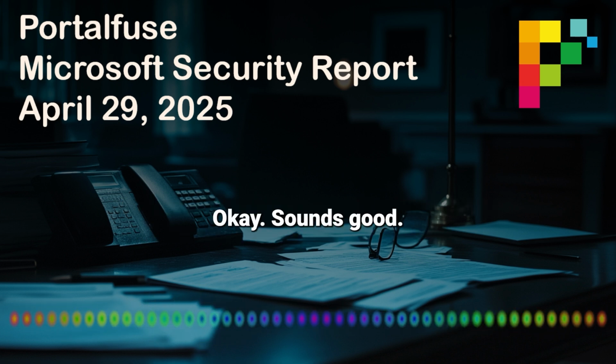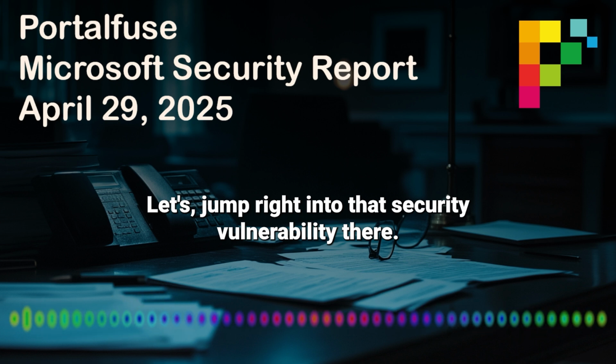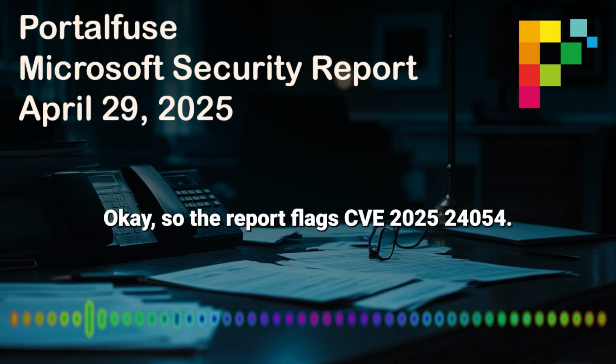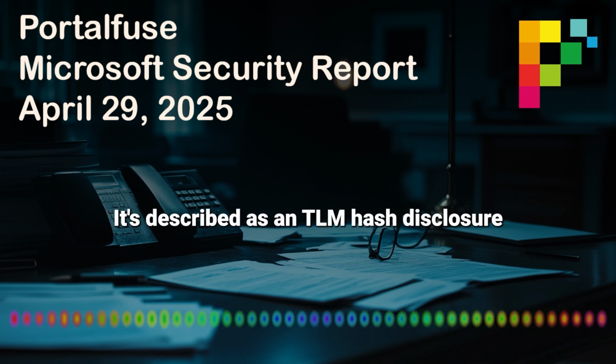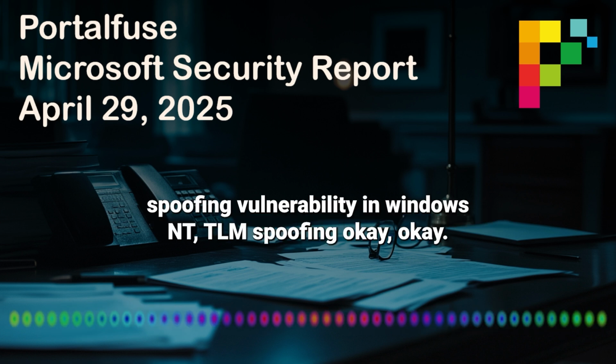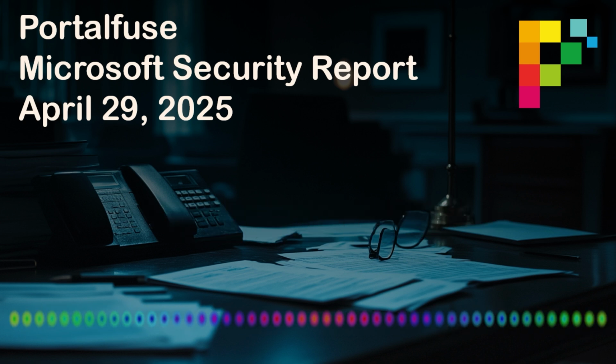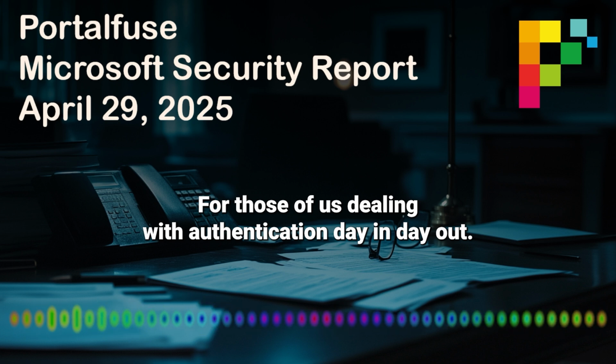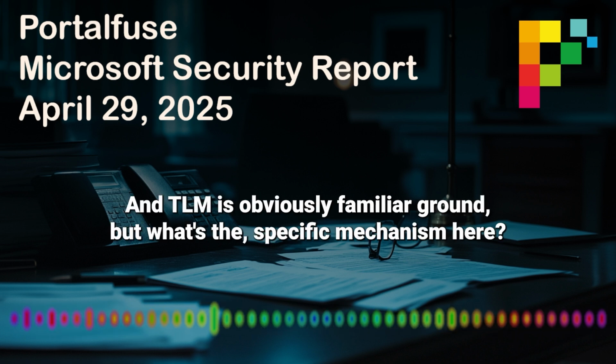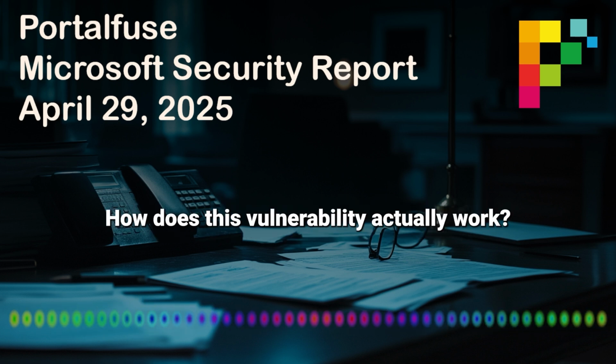Okay, sounds good. Let's jump right into that security vulnerability then. Okay, so the report flags CVE-2025-24054. It's described as an NTLM hash disclosure spoofing vulnerability in Windows. NTLM spoofing. Okay. For those of us dealing with authentication day in, day out, NTLM is obviously familiar ground. But what's the specific mechanism here? How does this vulnerability actually work?